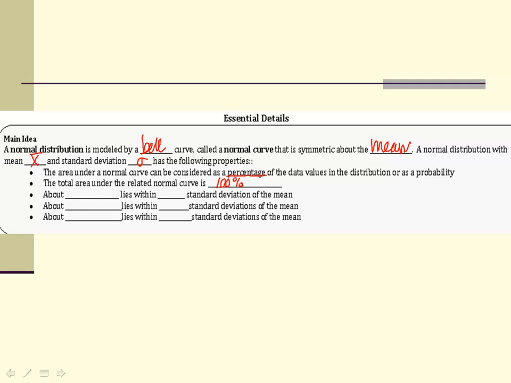Now, about 68% lies within one standard deviation of the mean. And I'm going to give you a visual for that in just a second. 95% of the data, let's do a percent sign, lies within two standard deviations of the mean. And 99.7% of the data lies within three standard deviations of the mean. Again, I will show you this visual in just a minute and give you a hint as to what I'm looking for.